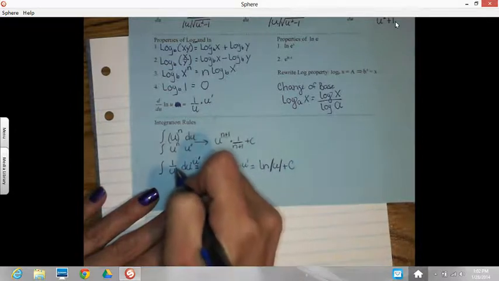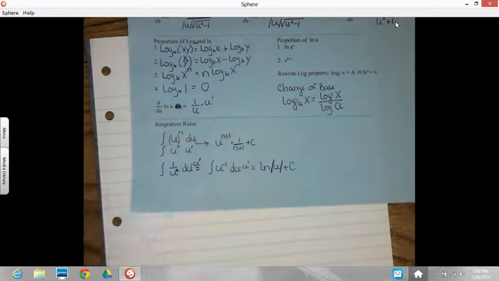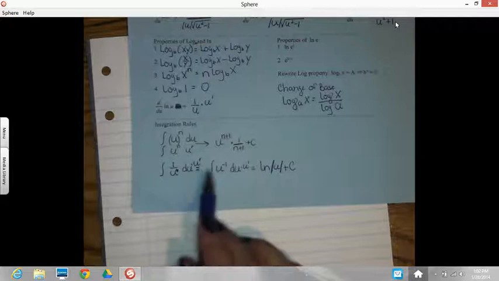That kind of looks like a prime. Just forget that that's there. Erase that, I guess, would be your best bet so you don't confuse it with a prime. So it's 1 over u or u to the negative first. They're the same function. There's our rule. So we're just going to practice this rule today.